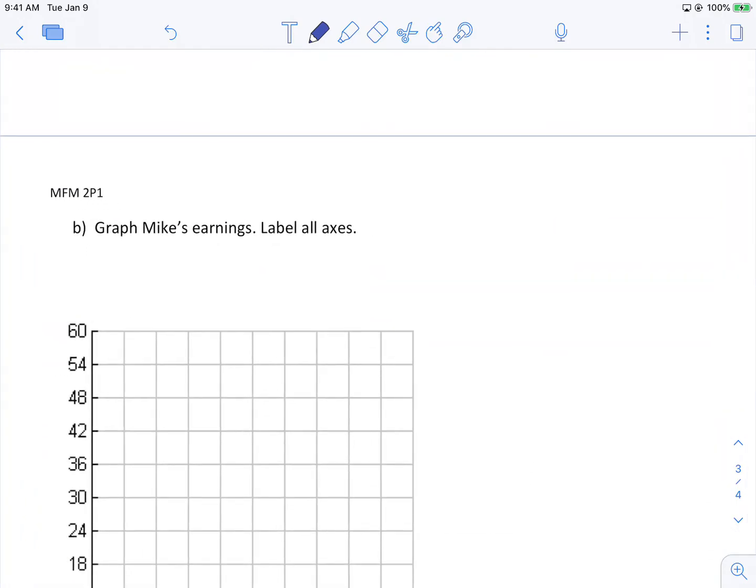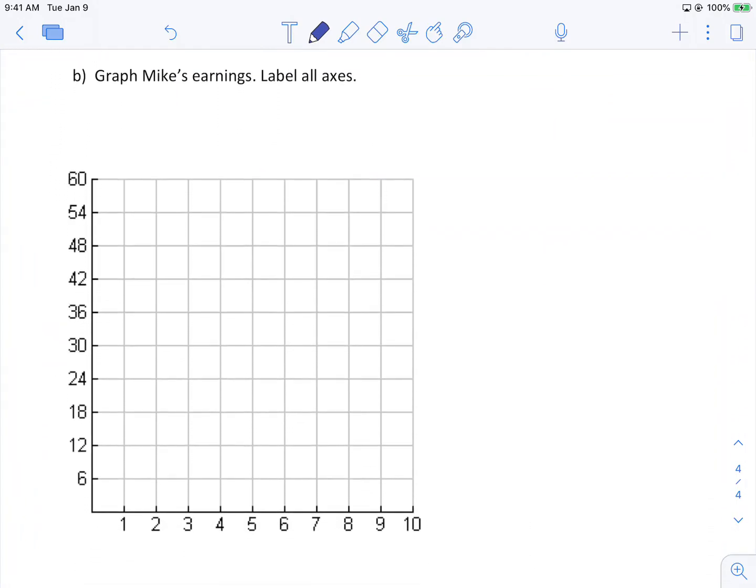Okay, so we're going to graph Mike's earnings, labeling all of our axes. We know that this is our y values, this is our x values. But really, what does that mean? This is how many hours he worked, and this is how much he gets paid. So we said if he works 0 hours, he makes $0. If he works 1 hour, he makes $12. If he works 2, he makes 24. 3 is going to make 36. 4 is going to make 48.